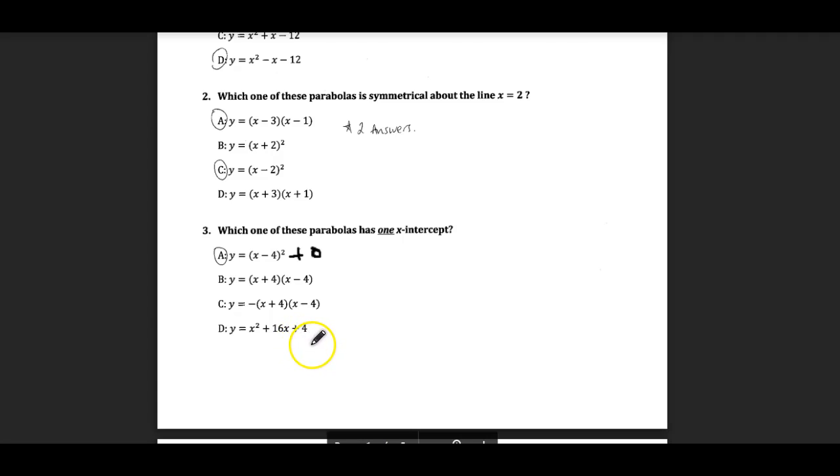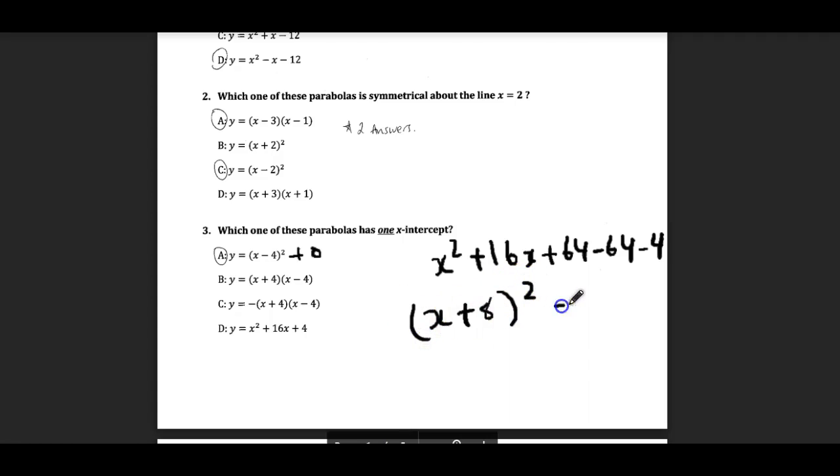If you were doing it without your calculator, because you can't find two numbers that when multiplied give you 4 and when added give you 16, you would do completing the square for that one. And I might just do it because some of you might be interested. So we add half of 16, which is 8, and then square it. So 64 minus 64. Actually, no, we'll have two x-intercepts, sorry. So then we have (x plus 8) squared minus 68. Yeah, so we have two x-intercepts also for D. So A is the only one with one x-intercept.